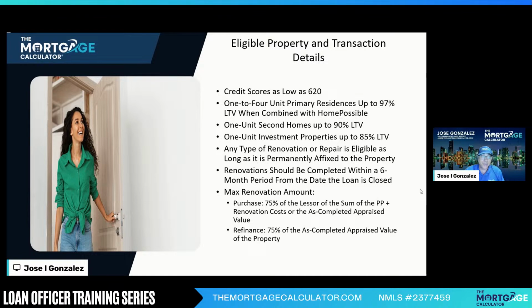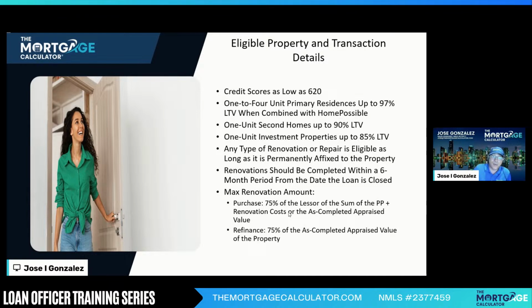And then our max renovation amount, if it's a purchase, 75%. Okay, this is just the renovation portion now. We're not talking about maximum LTV or anything like that. Maximum renovation amount is 75% of the lesser of the purchase price plus renovation costs or the as completed appraised value, right? That's really how they're trying to limit the scope of the work. And if it's a refinance, they limit it to 75% of the as completed appraised value.